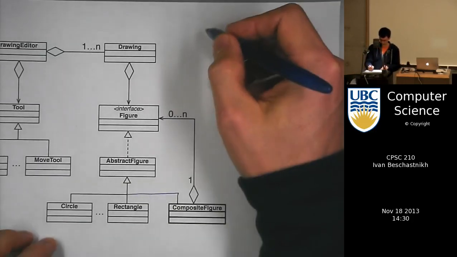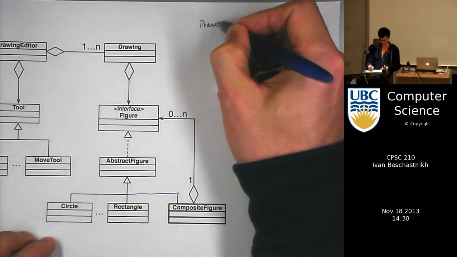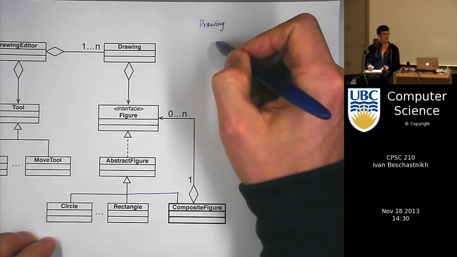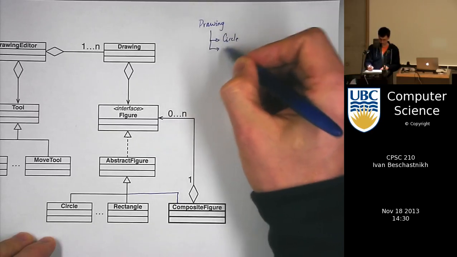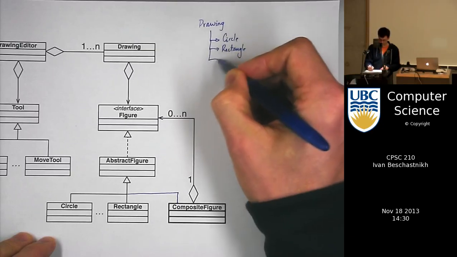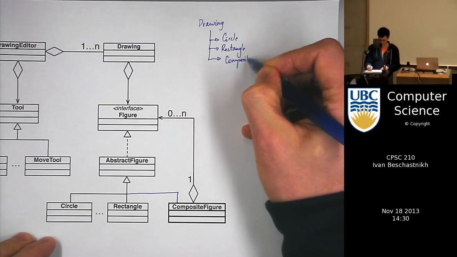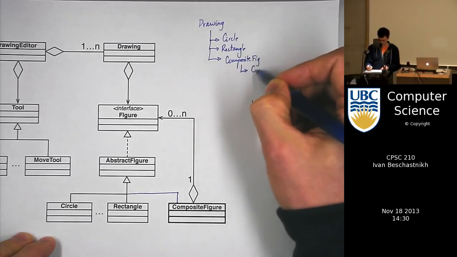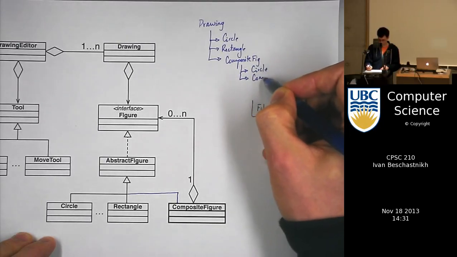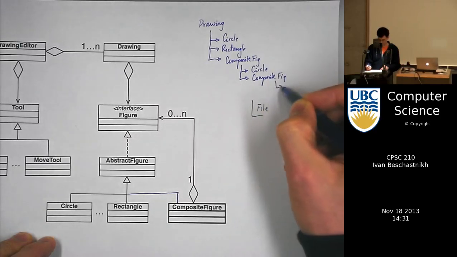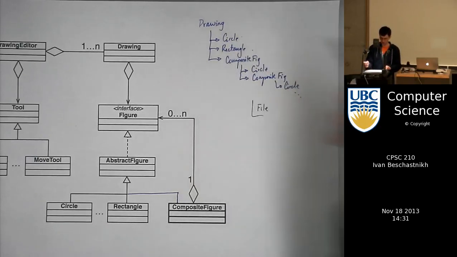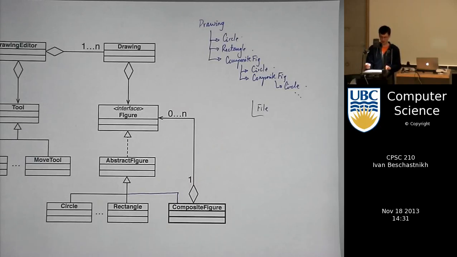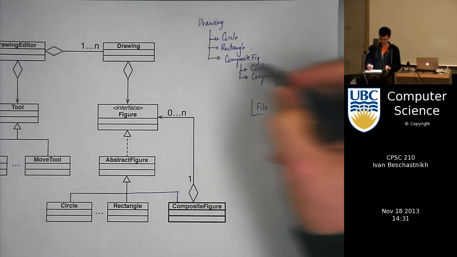So I could have a drawing. A drawing is kind of like the root of my directory, right? It's like my C drive. So my drawing knows about a circle, knows about a rectangle, and then it knows about a composite figure. The composite figure may know about a circle, but also another composite figure, right, which knows about another circle, and so forth. So you could draw a tree like this, which has an arbitrary number of intermediate nodes. So this is a leaf, this is a leaf, this is a leaf, this is a leaf, right? And then composite figure is a node in the middle. And then, of course, my drawing may have multiple composite figures itself.